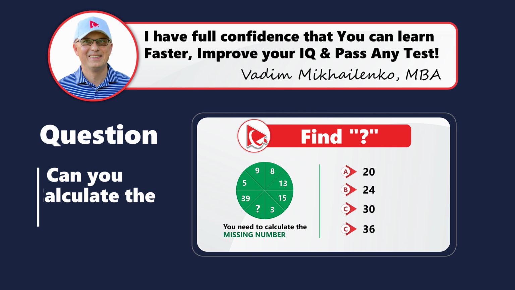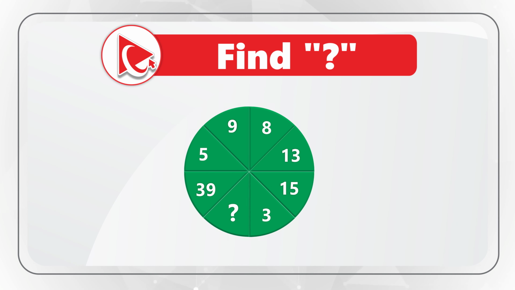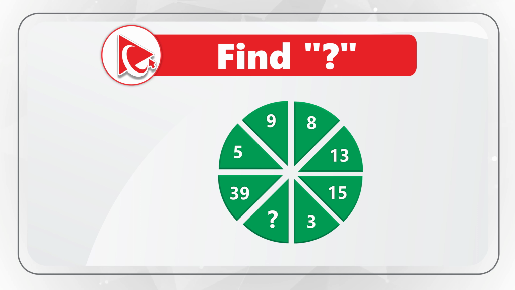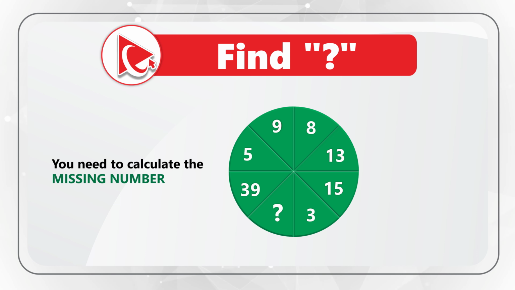Here's the problem some people might find challenging, but in reality, it's very easy to solve. You're presented with the circle broken down into 8 sections. In each section, there is a number, and in one section, a number is missing, and you need to calculate the missing number. If we start with the 8 o'clock, the numbers that are present are 39, 5, 9, 8, 13, 15, 3, and then comes the missing number.